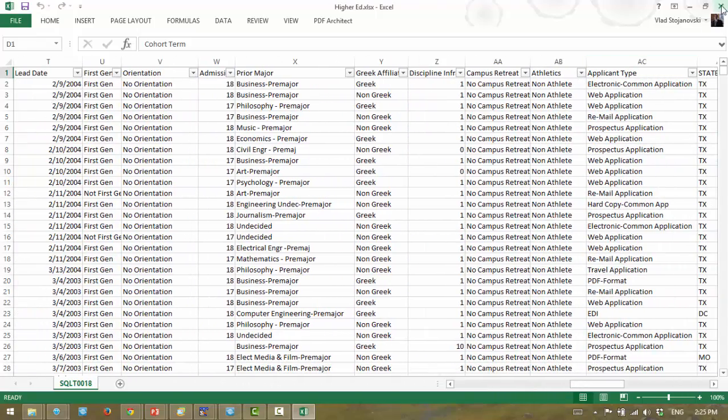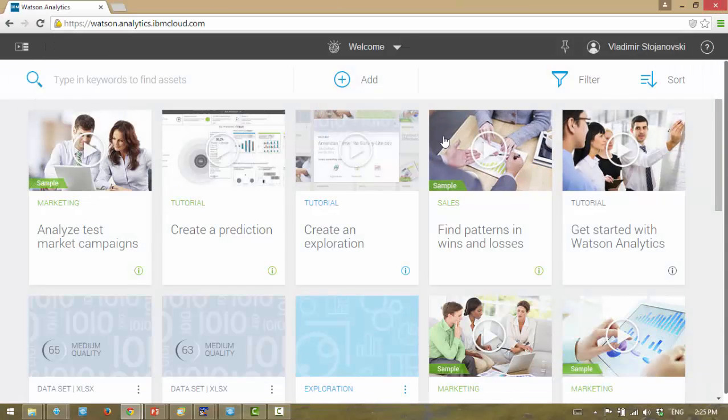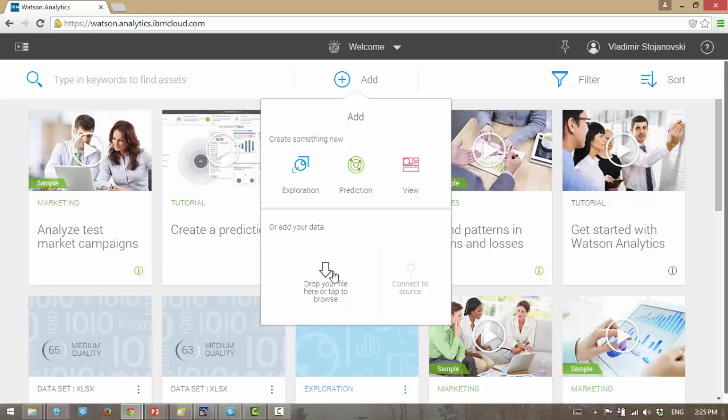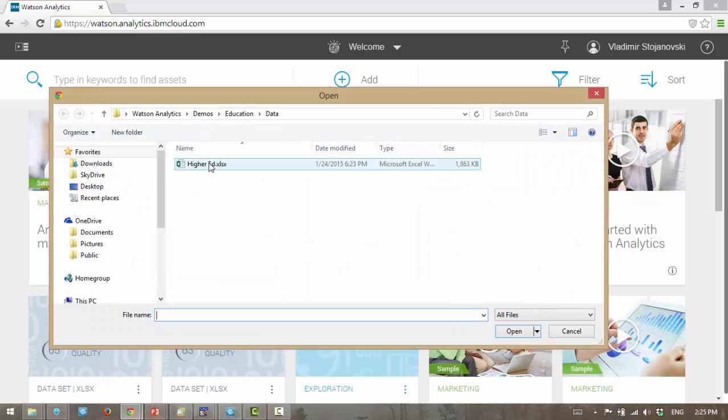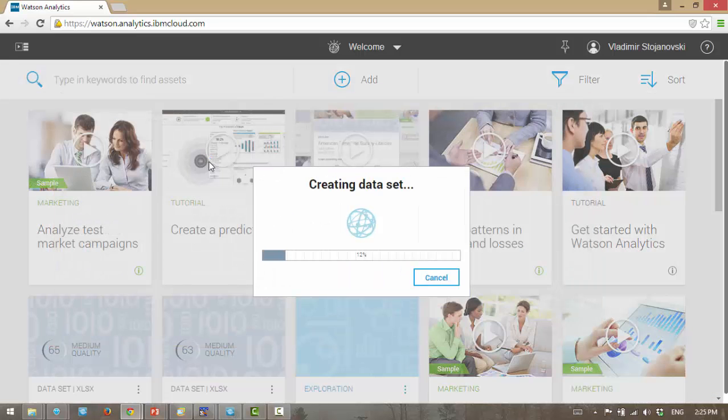All I have to do to get started is to either drag and drop this spreadsheet into Watson Analytics or browse to it and upload it to Watson Analytics. So Watson Analytics will upload this data. It will structure it, index it, and even analyze it, as you will see. It will look at relevancies between various data points and suggest some paths of analysis for us.